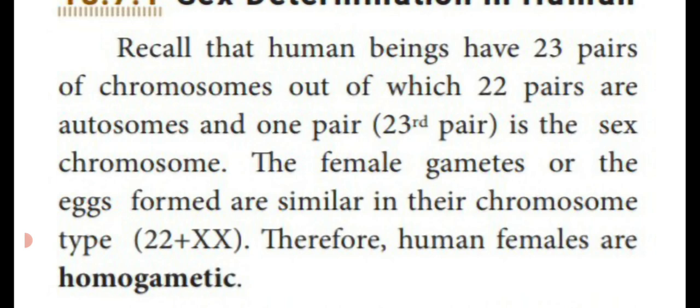Why is it said to be homogametic? The sex which is determined by the chromosome that contains the same genes, XX. So that is said to be same, meaning homo. That type of gametic is known as homogametic. Particularly, human females are homogametic in sex determination.